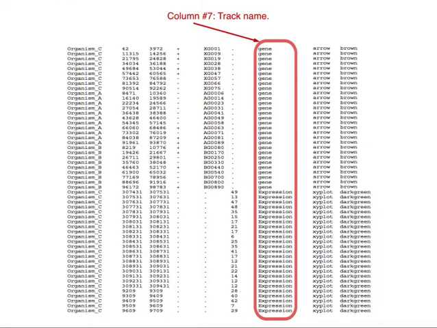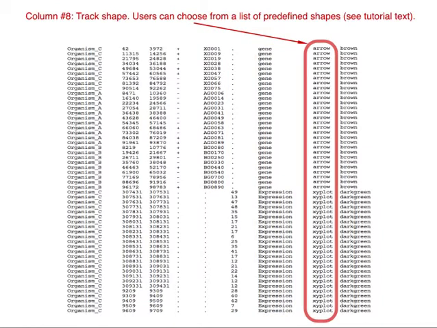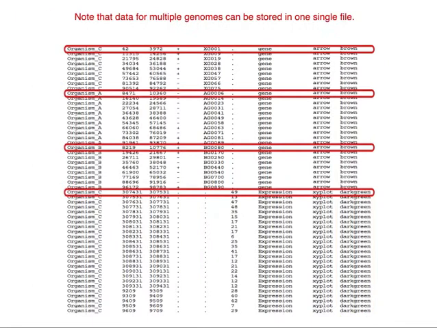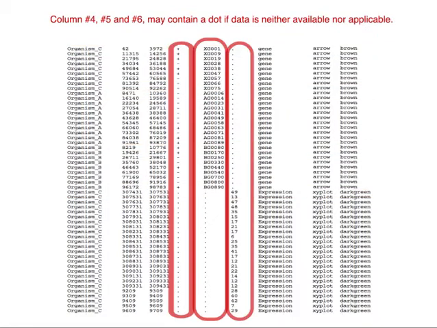Column 7 stores the track name. Column 8 stores the track shape. Users can choose from a list of predefined shapes. Column 9 stores the track color. Users can choose from a list of predefined colors. Note that, like the Synteny file, multiple genomes can be stored in one single file. Also note, column 4, 5, and 6 may contain a dot if the data is neither available nor applicable.